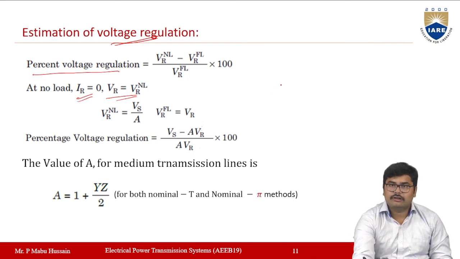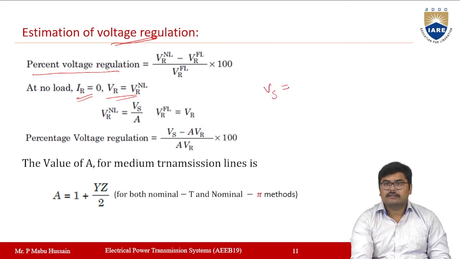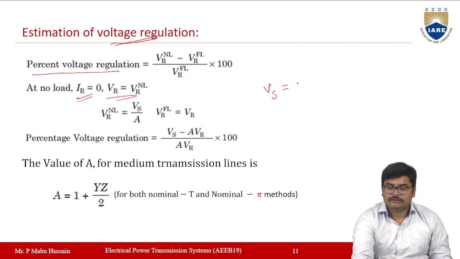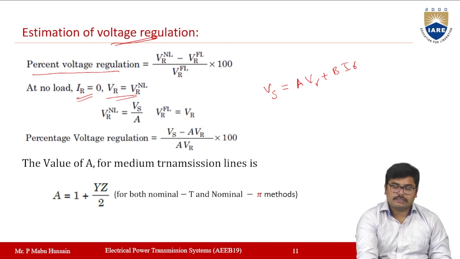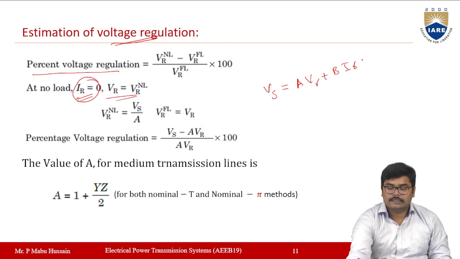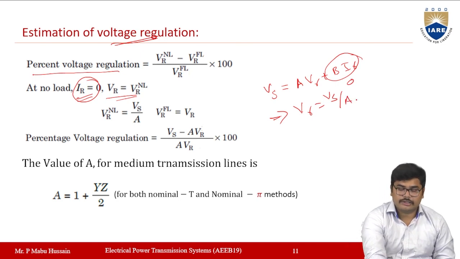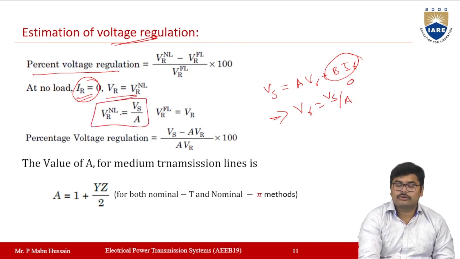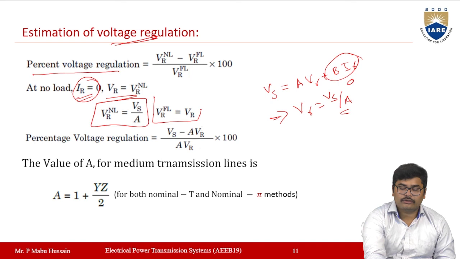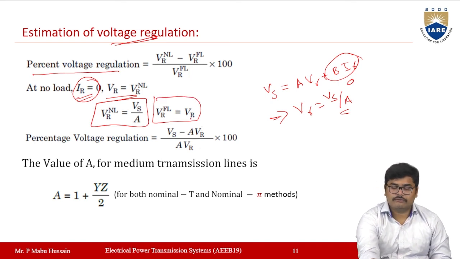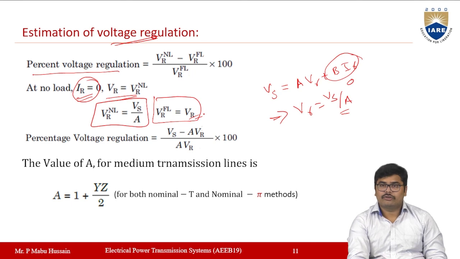If you write the ABCD constant parameters in terms of Vs, IR and VR, Vs will be equal to A into VR plus B into IR. Once the IR value is 0, this term becomes 0, so VR will be Vs by A. VR under no load condition is Vs by A, and VR at full load condition you can represent as VR only, the voltage at the receiving end under full load condition.